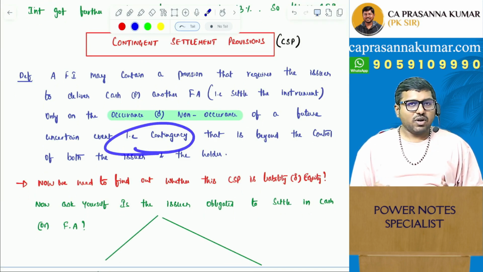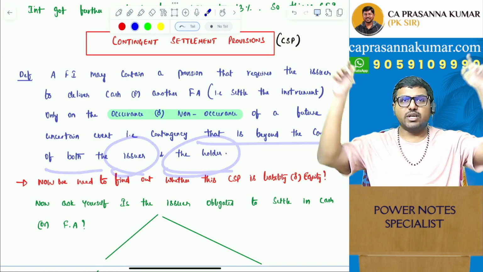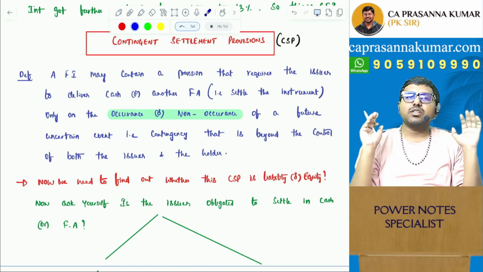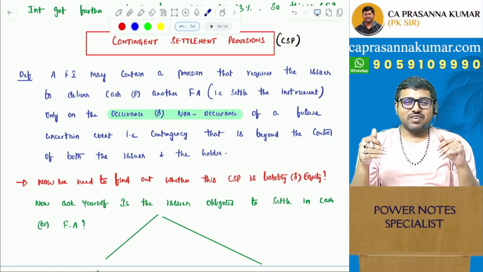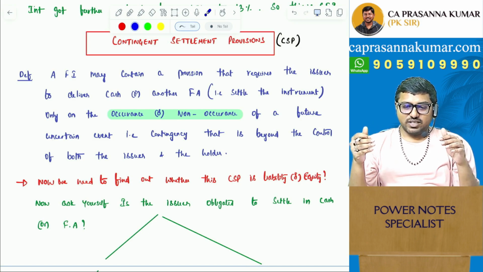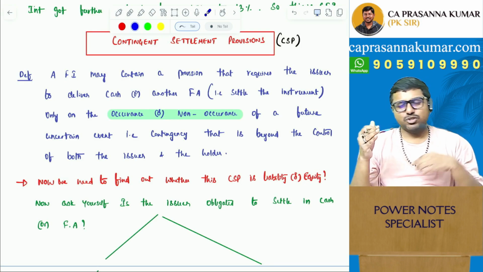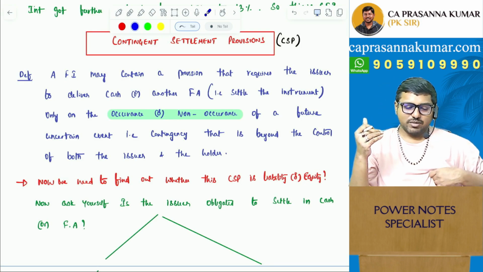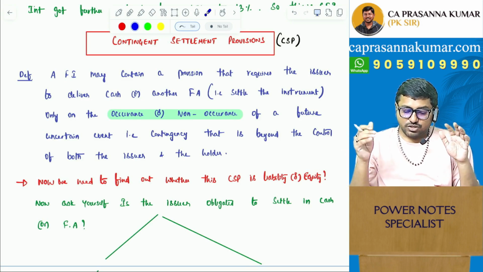That is nothing but what we call a contingency. That is beyond the control of both the issuer and the holder. This is very important. It should be beyond the control of both the issuer and the holder. Immediately they've asked me a doubt. Sir, you're talking about profit now, sir. Profit should be in the control of the company. Yes, it is in the control of the company, most probably the issuer. But still, there are certain elements which will be outside the control also. Okay, right. Anyways, so that's the definition.